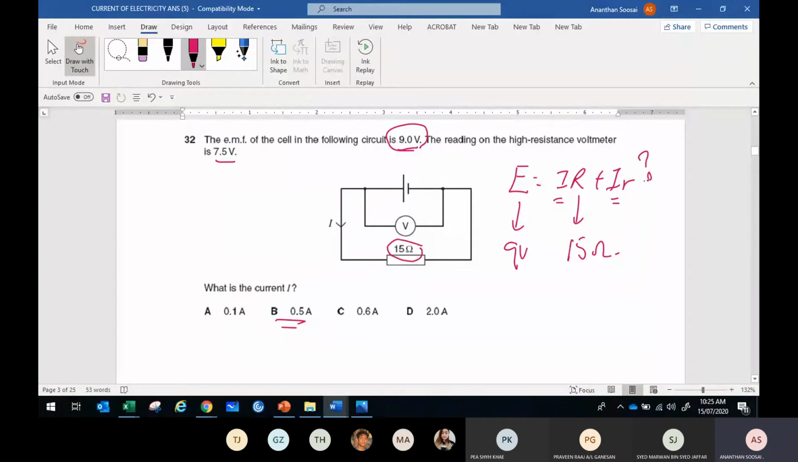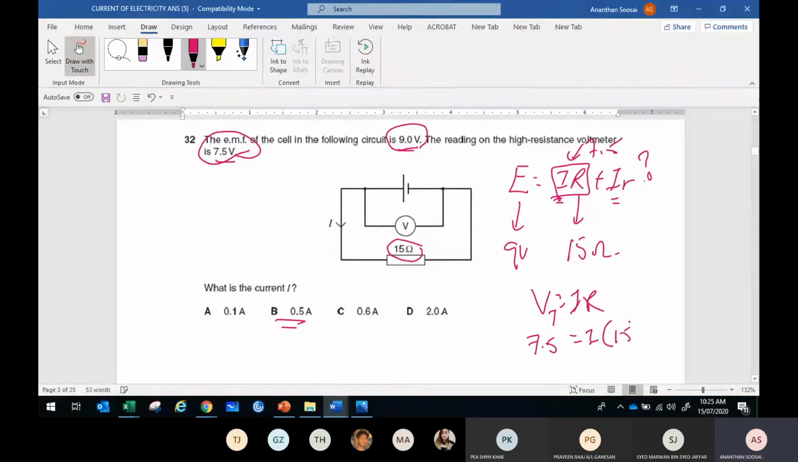Okay, two of you saying B. What's also B? Okay, so we don't know the internal resistance. So we have two unknowns here. We don't know the I, we don't know the internal resistance, but we know the terminal potential. IR is 7.5. So I think we just use V equals IR only. The terminal PD is enough. Terminal PD is 7.5. I we don't know.